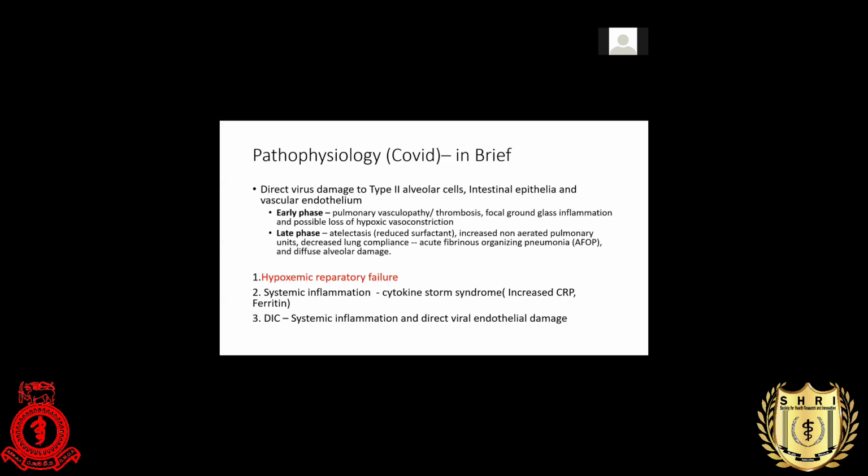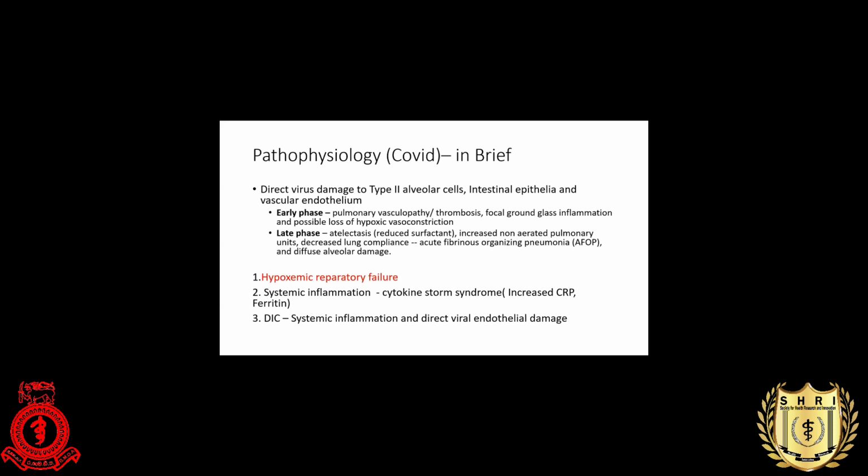I will start briefly with the type 2 epithelial cells, interstitial epithelial cells and vascular epithelial cells, affected due to viral infection, which gives rise to changes in the lung. These changes occur in two phases, an early phase and a late phase. In the early phase, you can see pulmonary vasculopathy and thrombosis, and in the late phase, widespread lung atelectasis, which gives rise to non-aerated pulmonary units. Ultimately, the patient goes into hypoxemic respiratory failure.